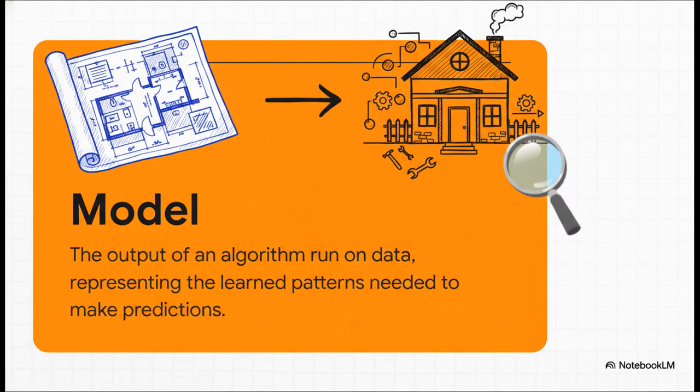The model, then, is the exact opposite. It's the output. It's the finished product. It's the specific, tangible house that you built by following that blueprint. It's the thing that holds all the knowledge the algorithm learned from the data. I mean, think about it. You can't live in a blueprint, right? But you can definitely live in the house. The blueprint is the algorithm. The house is the model.